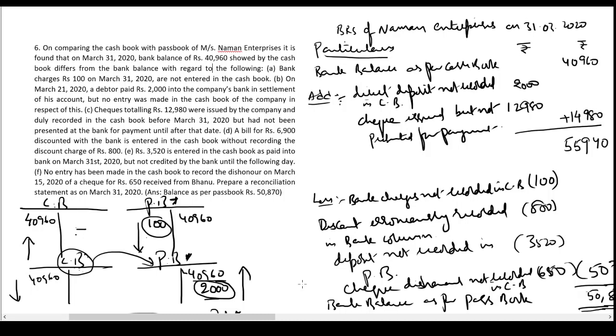So this is how we prepare a bank reconciliation statement. In this problem, the passbook balance was not given. So we started with the cash book balance, and then whatever is the answer of the bank reconciliation statement will be the passbook balance appearing on 31st March 20.